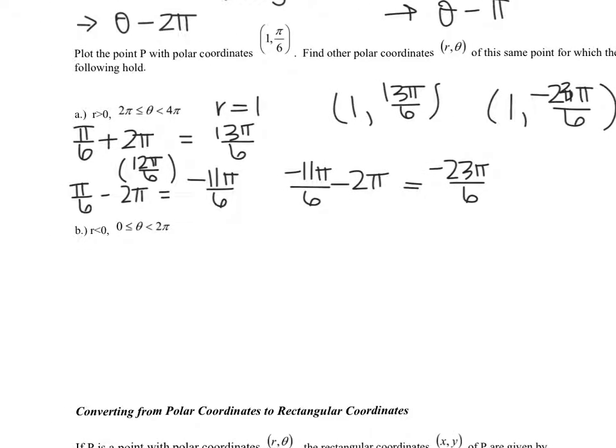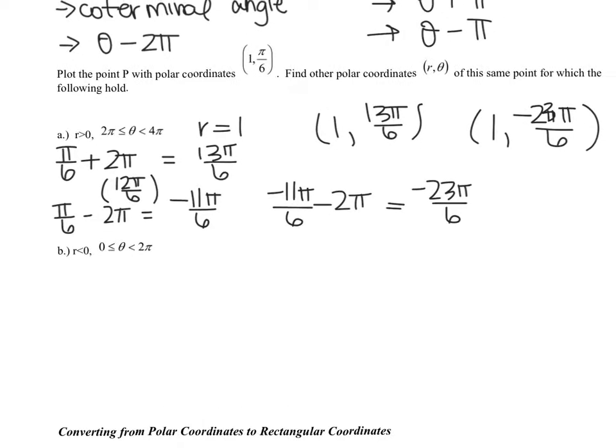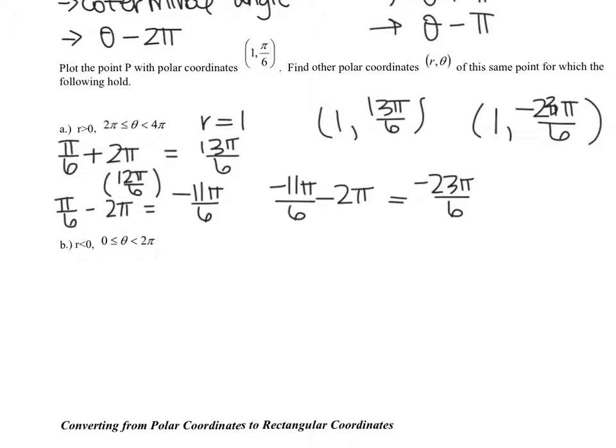So now we want to take a look at if the radius is less than 0, but we're still between 0 and 2 pi. So this time, r is going to equal negative 1. The way we find polar coordinates that represent the same point is we take our theta, pi over 6, and we add pi to it, and we subtract pi from it. So we're going to do pi over 6 plus pi, which is the same thing as 6 pi over 6. So we're going to get 7 pi over 6.